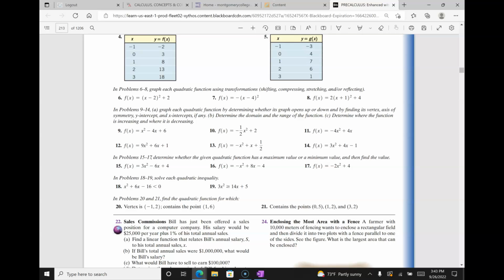So it says graph each quadratic function, right? Determine if it opens up or down. Find its, I'm reading number 9 here. Find its vertex, its axis of symmetry, the y-intercept, the x-intercepts, domain and range, everything we've just been doing. So let's do one of these. Let's do number 13.